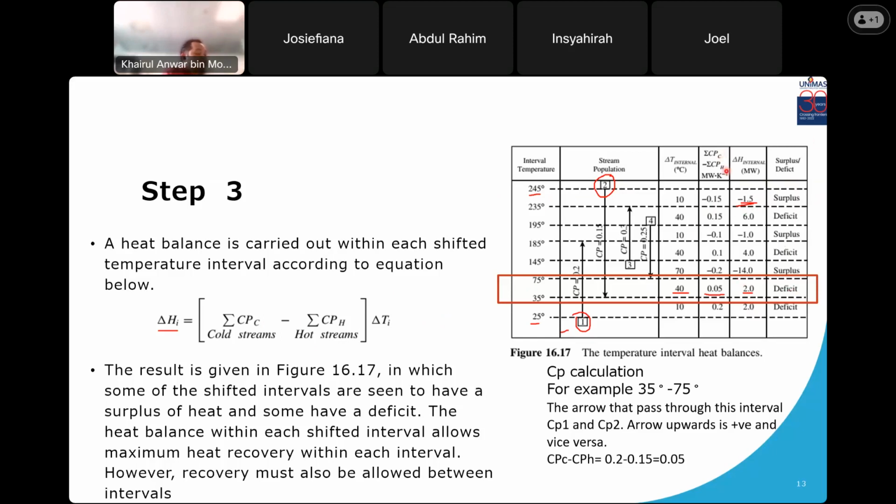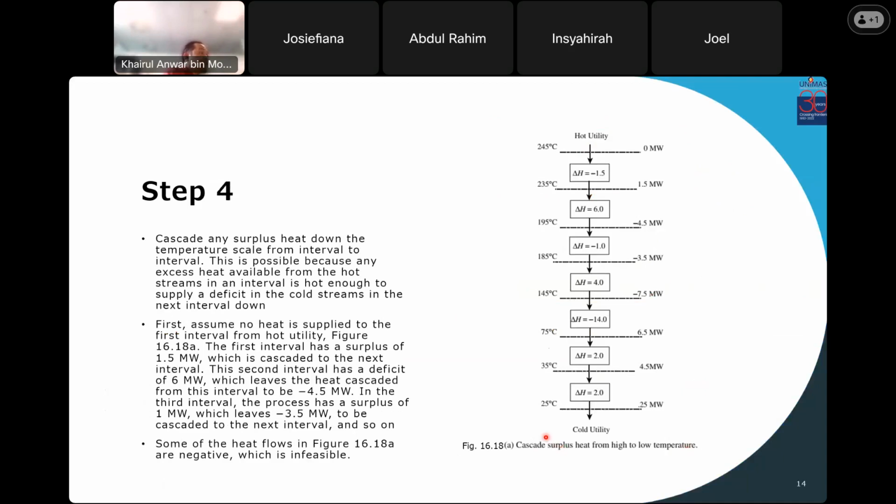So once this is ready, you can plot the cascade. Similar to the water cascade analysis yesterday, we start with 0. Cascade any surplus heat down the temperature scale from interval to interval. This is possible because any excess heat available from the hot stream in an interval is hot enough to supply a deficit of cold stream in the next interval down.